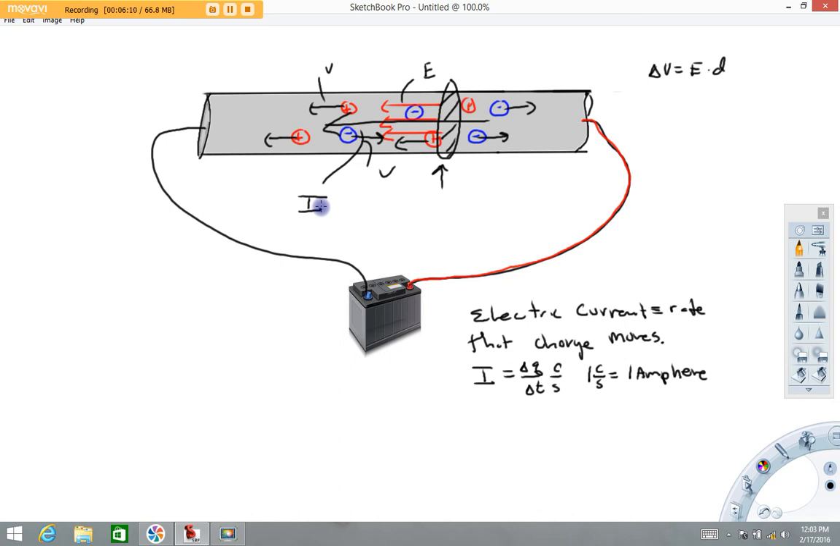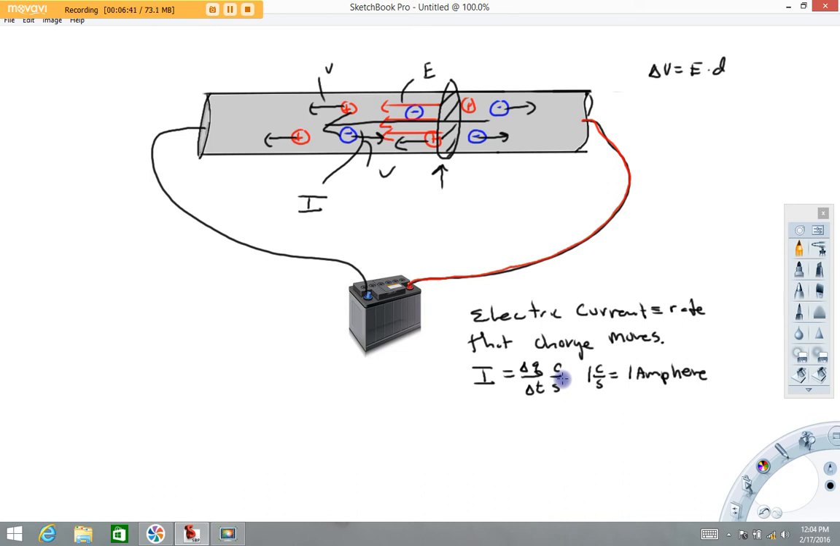Okay, so now let's talk about metals. In metals, the charges that are free to move are electrons. So if this thing were purely a metal, a conducting surface, all we would have would be these negative charges moving from left to right. But this still would be the positive charge direction for that current. So we've got current is delta Q over delta T, measured in coulombs per second.